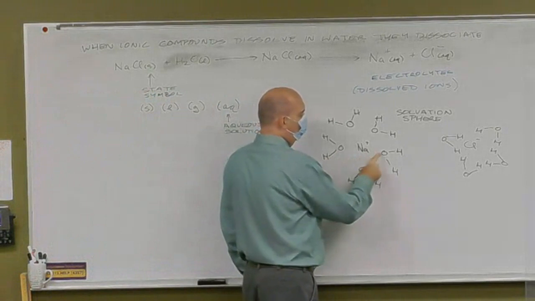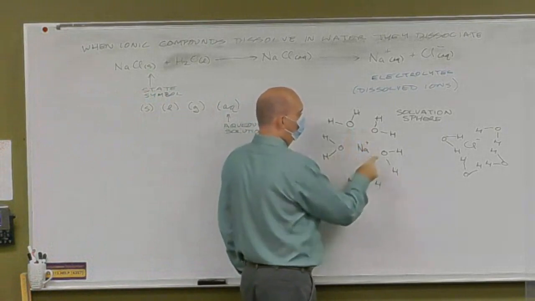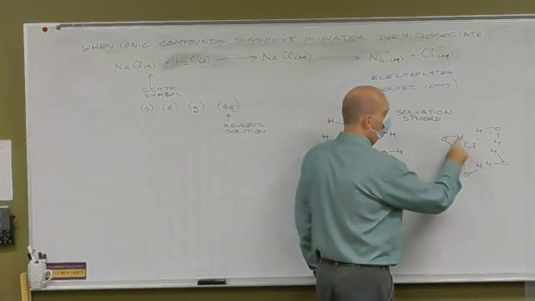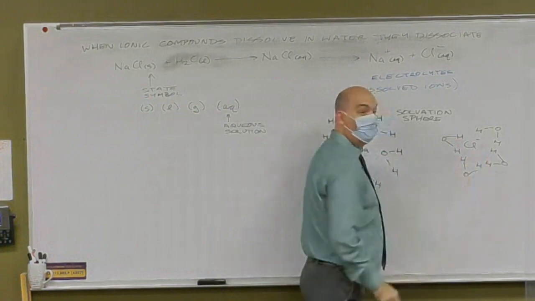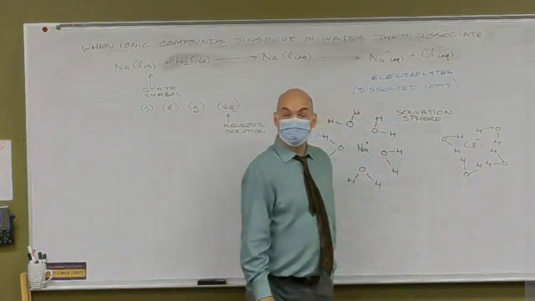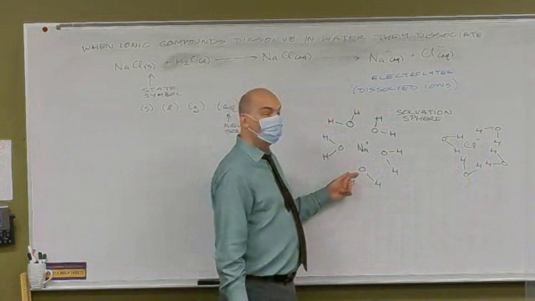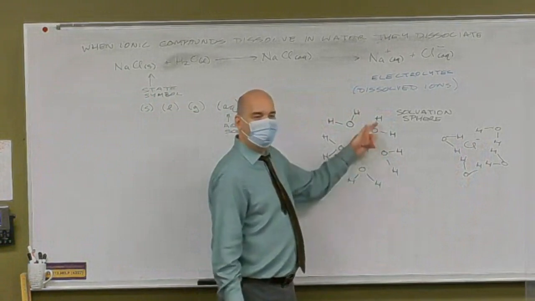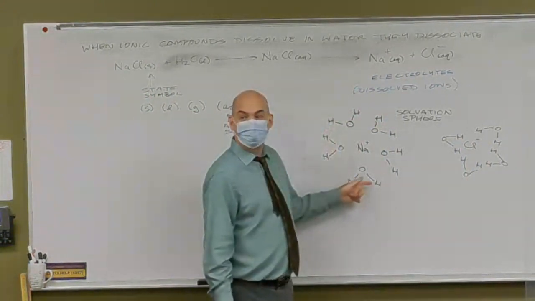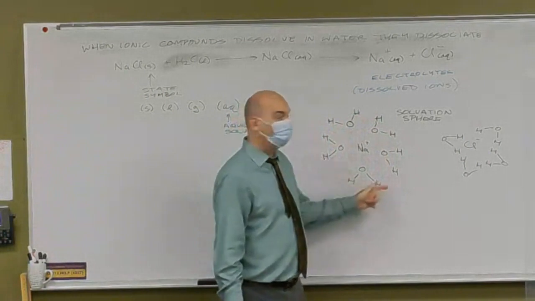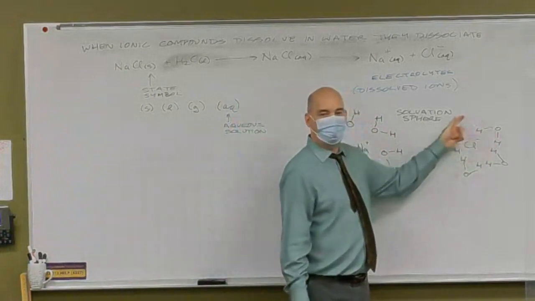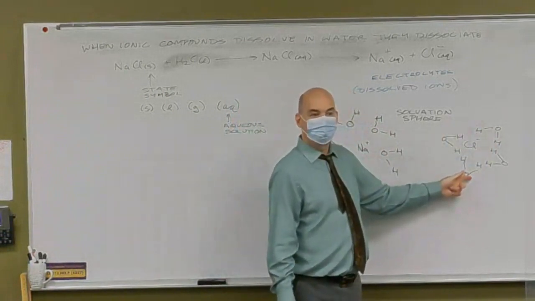And when things are positive, the oxygen points at them. And when things are negative, the hydrogen points at them. Because we're going to learn later that oxygen retains an ever so slightly small negative charge, and hydrogen retains an ever so small positive charge.